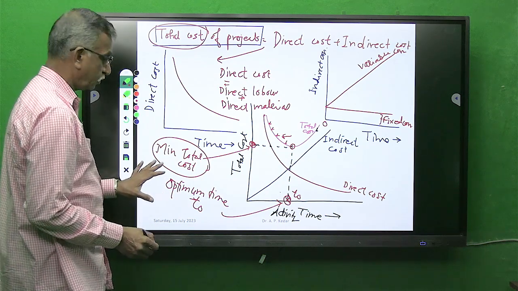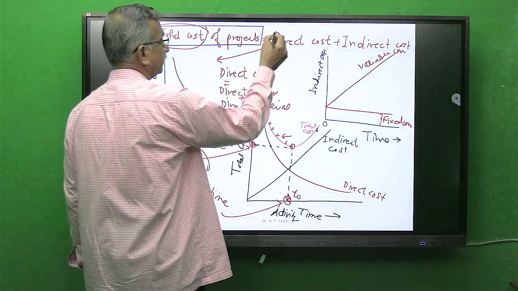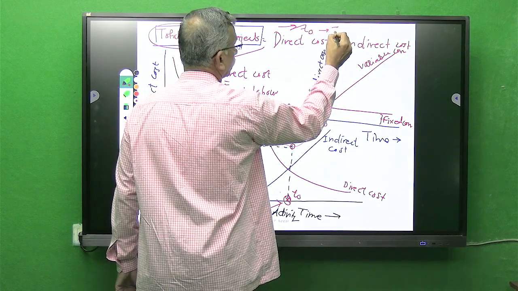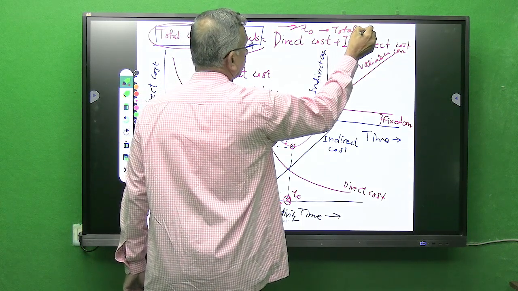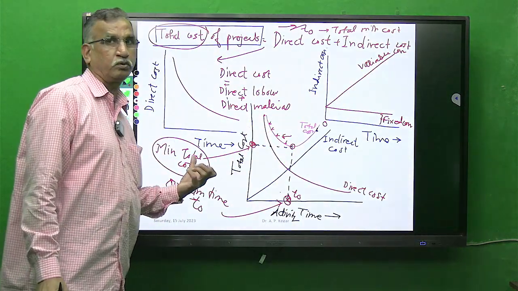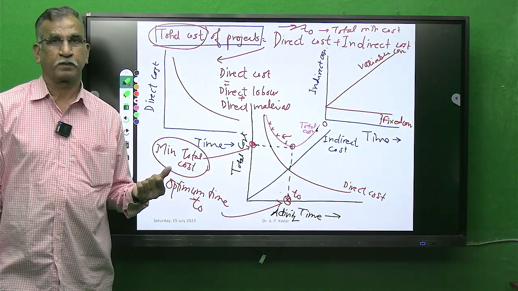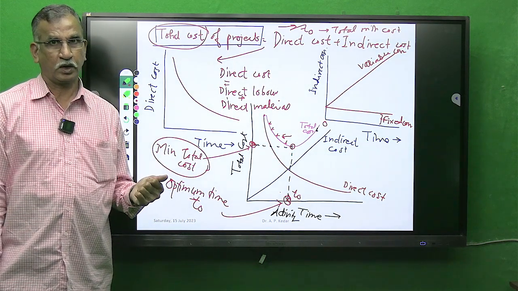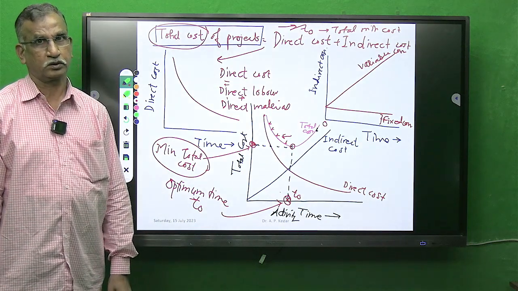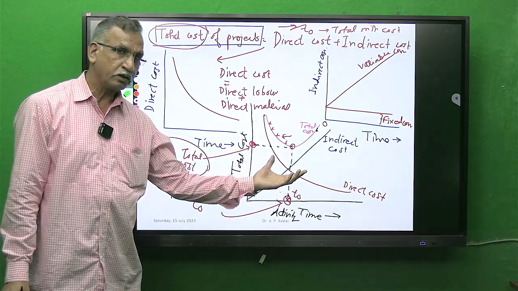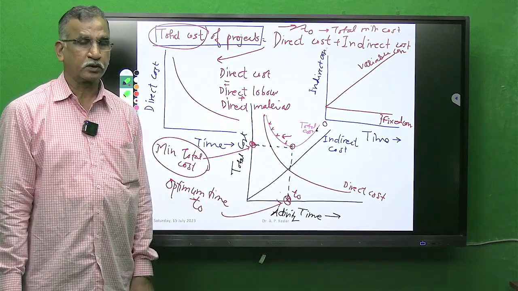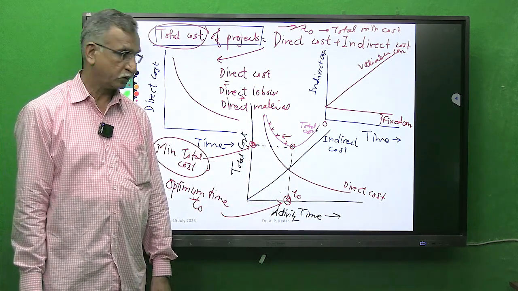So we have to achieve the balance between what? TO and total minimum cost. So this is how one can explain the cost time trade-off curve. This is called the cost time trade-off curve, and we have to go on reducing the time of the network up to this particular point.